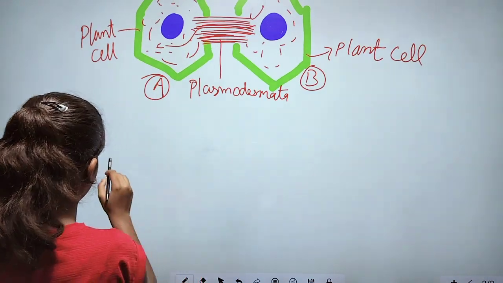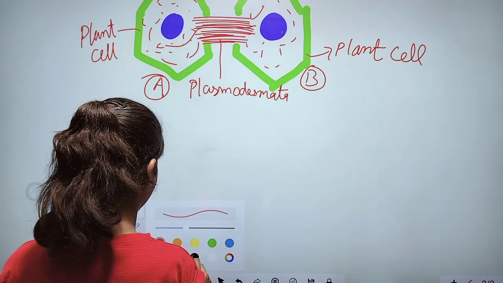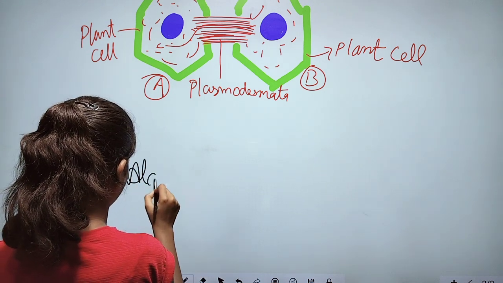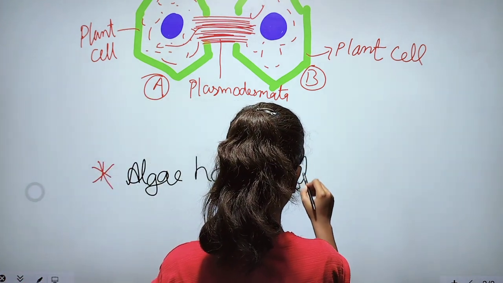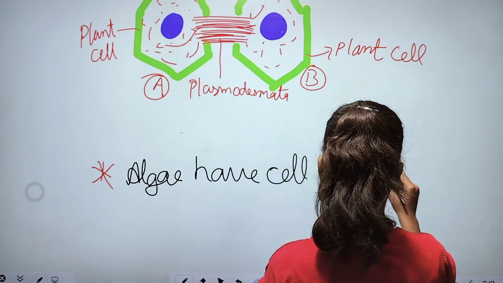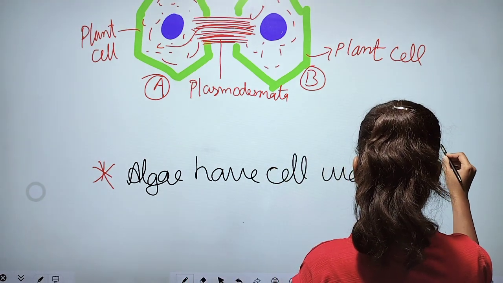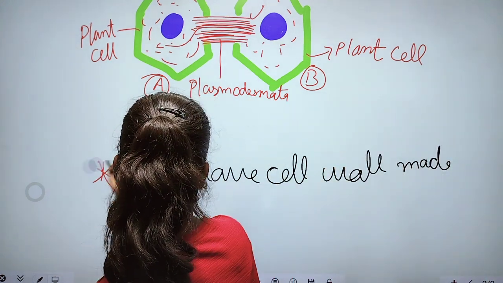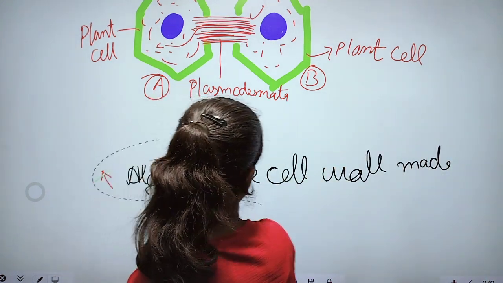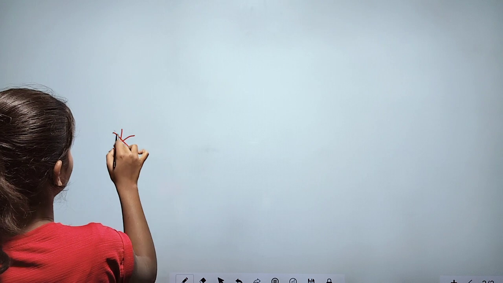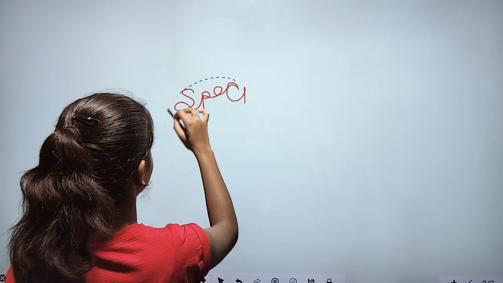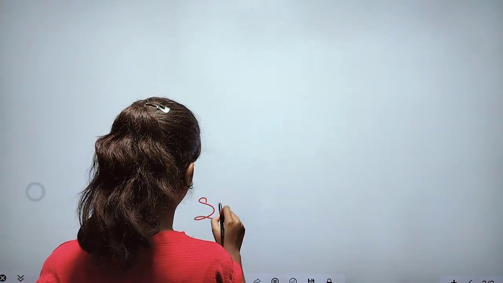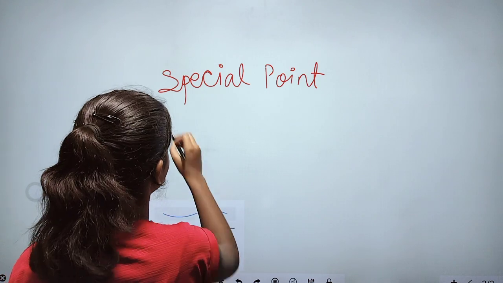Now next point is, algae have a cell wall. This one is a special point. Okay, so this one is a special point.